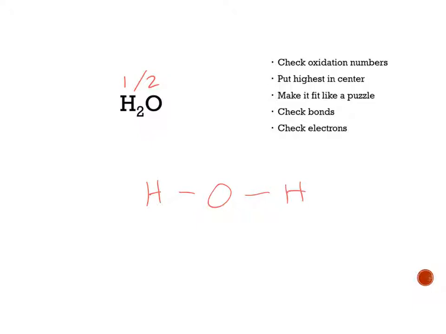Our bonds are good, right? Oxygen now has 1, 2, and each hydrogen has 1. And then we just check our electrons. Our oxygen only has 4, right? It needs 8, so we have to add 2 additional electrons on top and bottom. So now it has 2, 4, 6, 8, and each hydrogen has 2, so our hydrogens were already happy. This would be the electron dot formula for H2O.